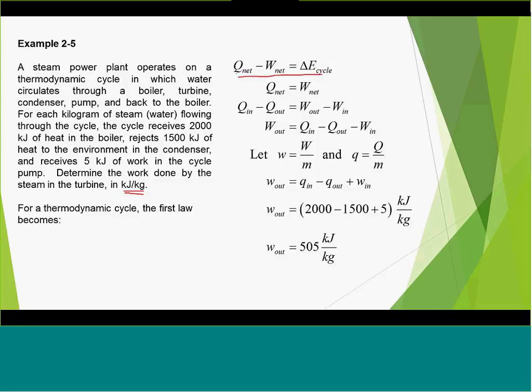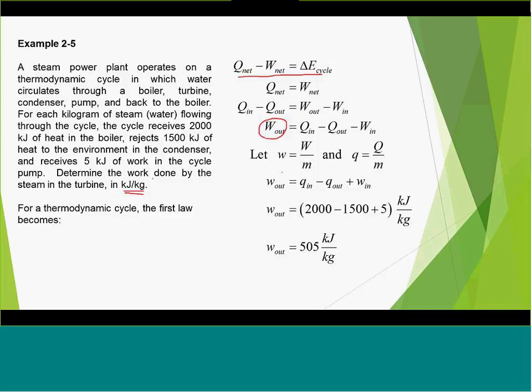As you can see, the cycle receives 2,000 kilojoules in the boiler and rejects 1,500 of heat to the environment in the condenser. This cycle is in a closed condition, so that's why delta E is equivalent to 0. So Q in minus Q out is equivalent to W out minus W in. So you're going to find what the W out is.